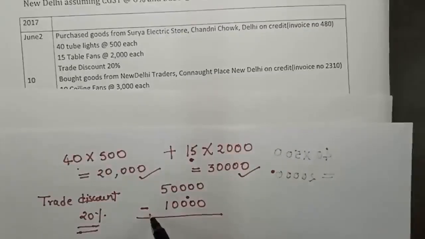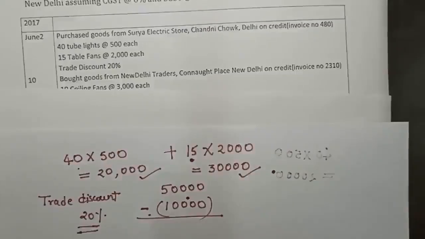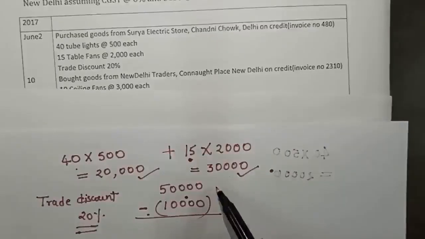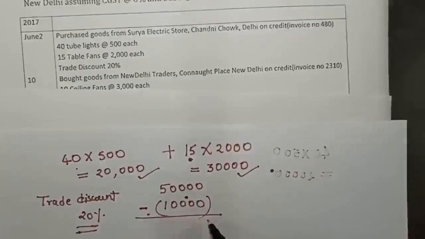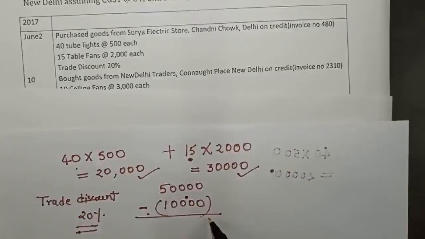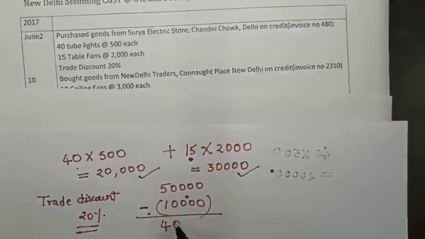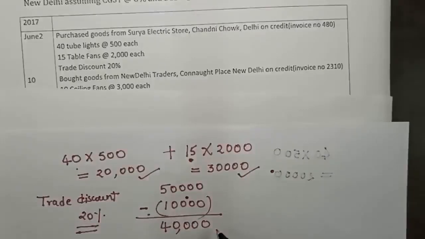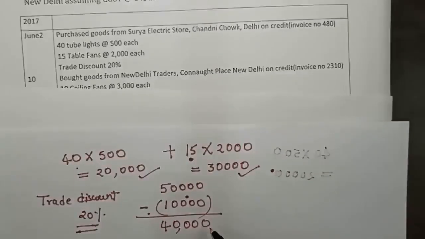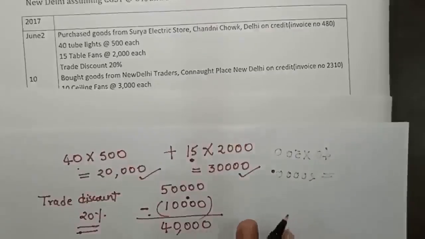So what we have to do? Trade discount is being subtracted. Out of the total 50,000, we are going to subtract the amount of trade discount, that is 10,000. So what will be the net amount of purchase? We shall call it the net purchase, because it is the amount after the trade discount, that is 40,000. Now till this we have finished.